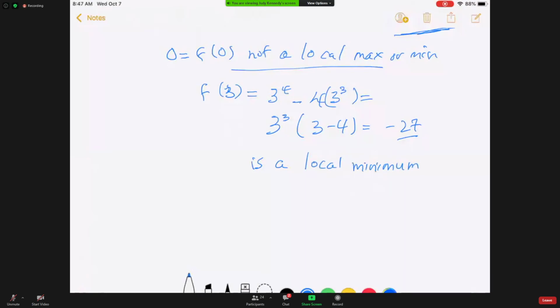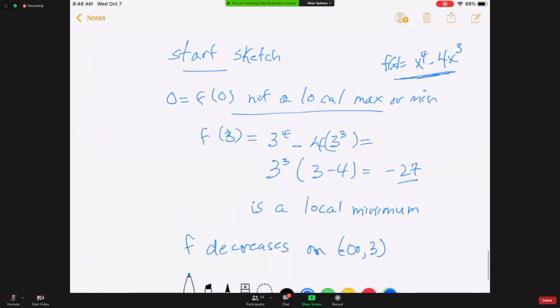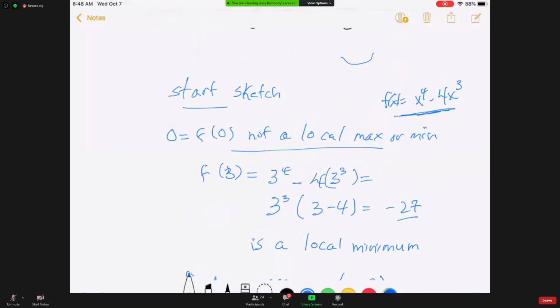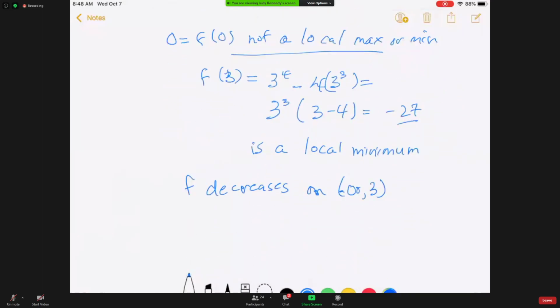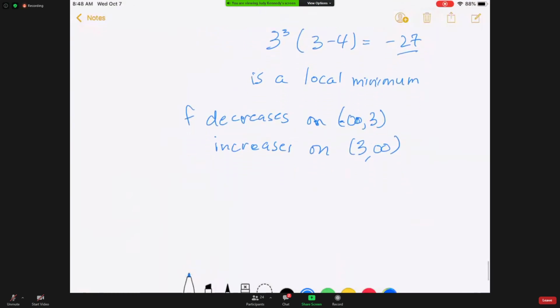And that means that I also know that f decreases on minus infinity up to 3. Remember, it just kind of goes through that (0, 0) and keeps decreasing. There's supposed to be an infinity. And f increases on 3 and up. Okay, so what do we know so far?